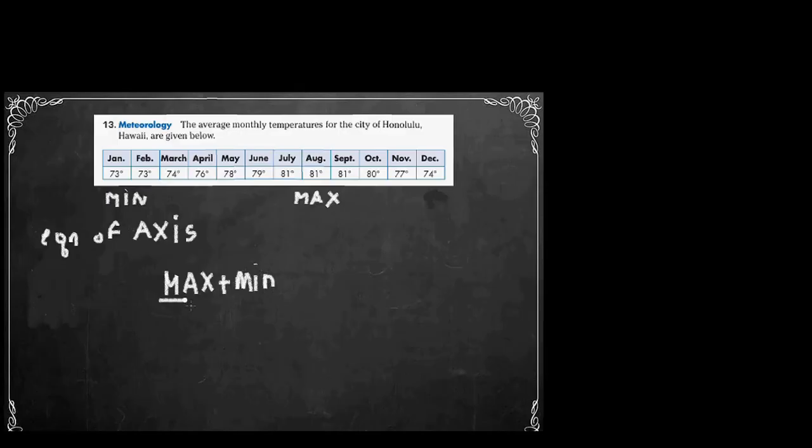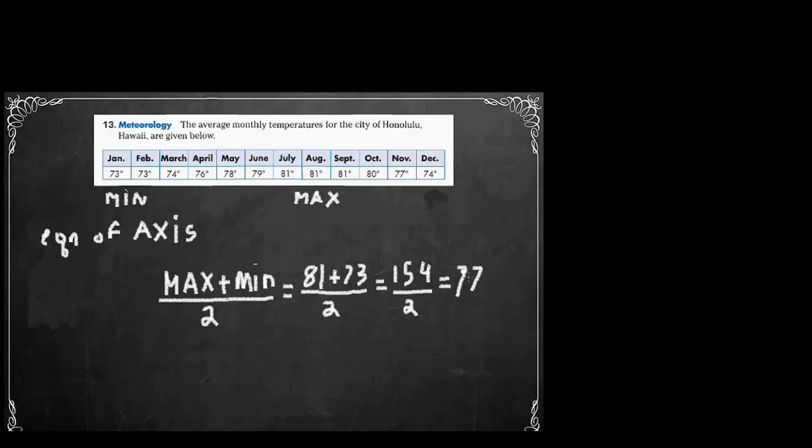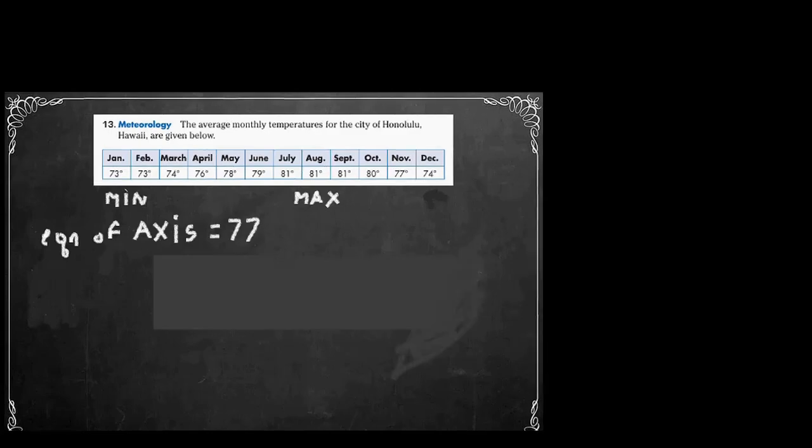Recall we have max plus min over 2. 81 plus 73 over 2. What's 150 plus 4 divided by 2? We get 77 as our y value. The midline is going to be way above the standard one.